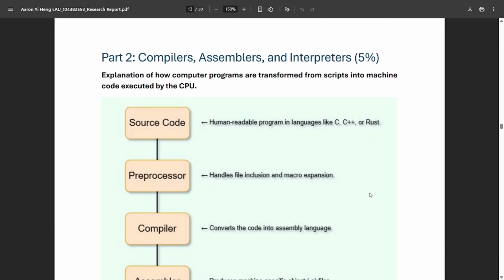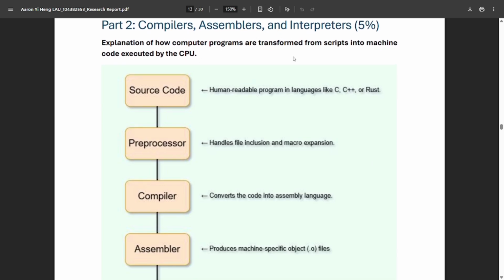Now I move to part 2 to explain how a program written in a high-level language is translated into something the CPU can actually run, and the diagram illustrates the process. We start with the source code, which is the human-readable program written in languages like C, C++, or Rust. The CPU cannot execute this directly, so it must go through several translation steps.